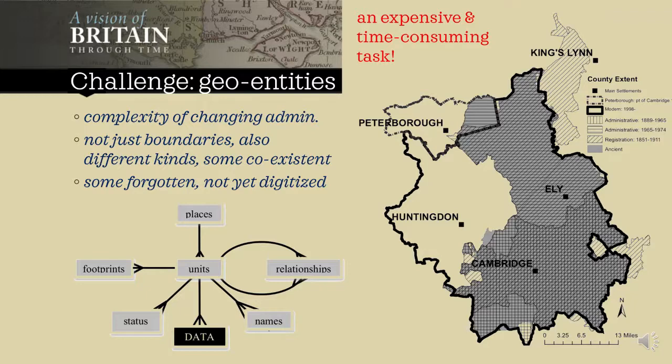Some places are abandoned and forgotten, or the digital dimensions have not yet been digitized despite existing sources. All in all, an expensive and time-consuming job. The structure of the administrative unit ontology, or AUO, is shown on the left.